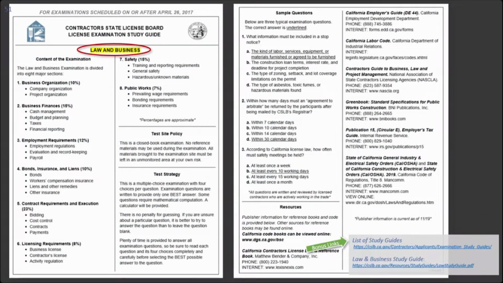Here's a quick look at two of those study exams. The first is the Law and Business exam, which all qualifiers must take, no matter which license classification, including the D-Series limited class. You can see the guide contains a breakdown of examination topics, some test strategies, sample questions, and some resources that were used to help create the exam.